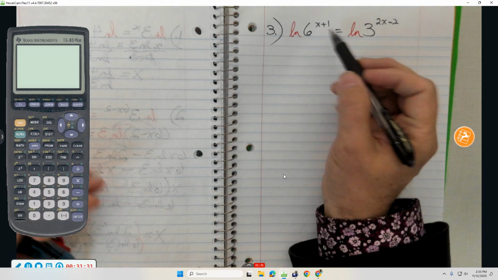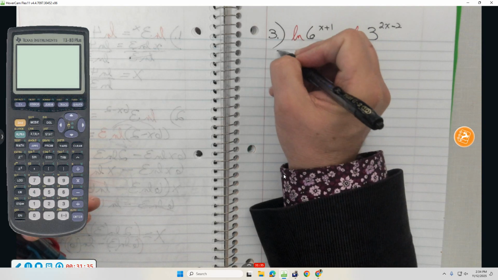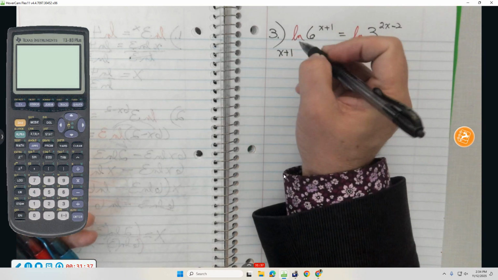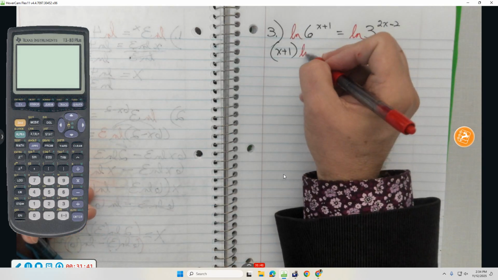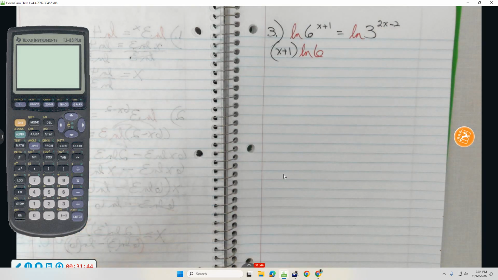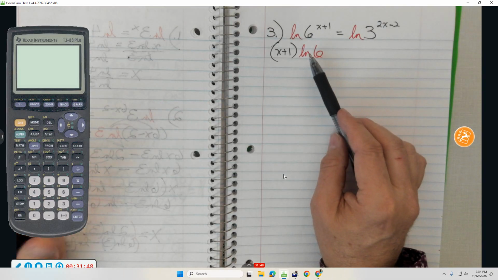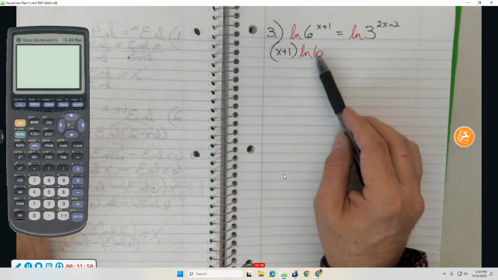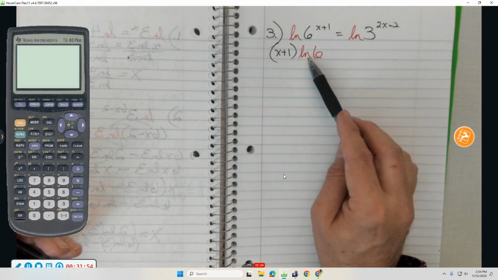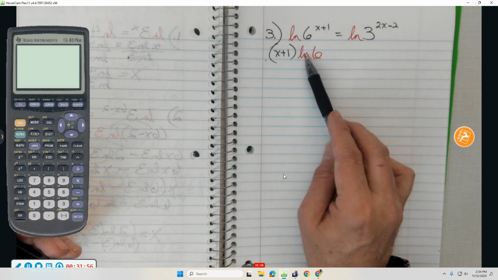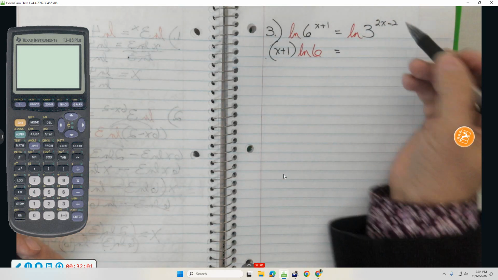Okay, so I'm going to bring down the exponent. I'll start by bringing down the x plus 1, and notice how I'm enclosing it in parentheses, because it's two terms. ln 6 is just a number, 2 point something, but it's a number. If you want to multiply x plus 1 by a number, you need to have it in parentheses so that you can distribute here. 2x minus 2.